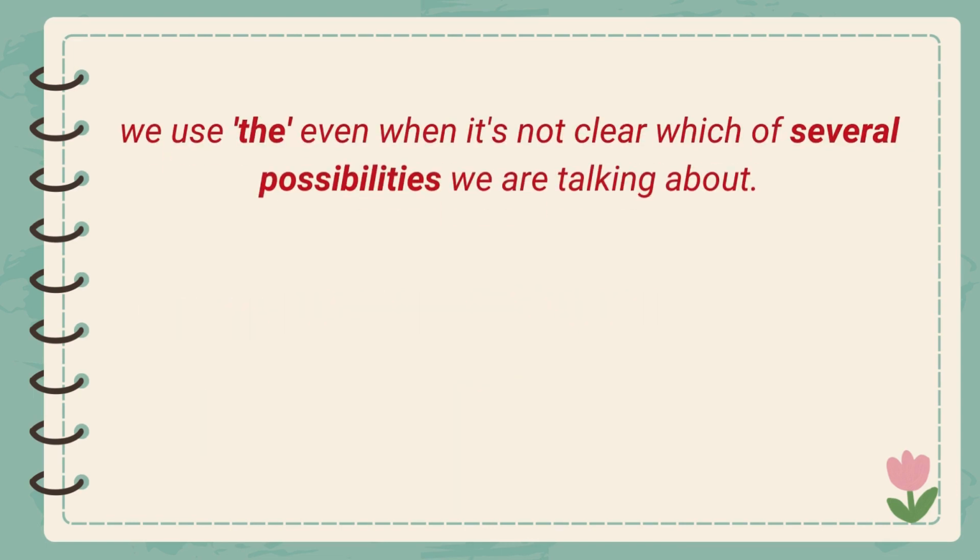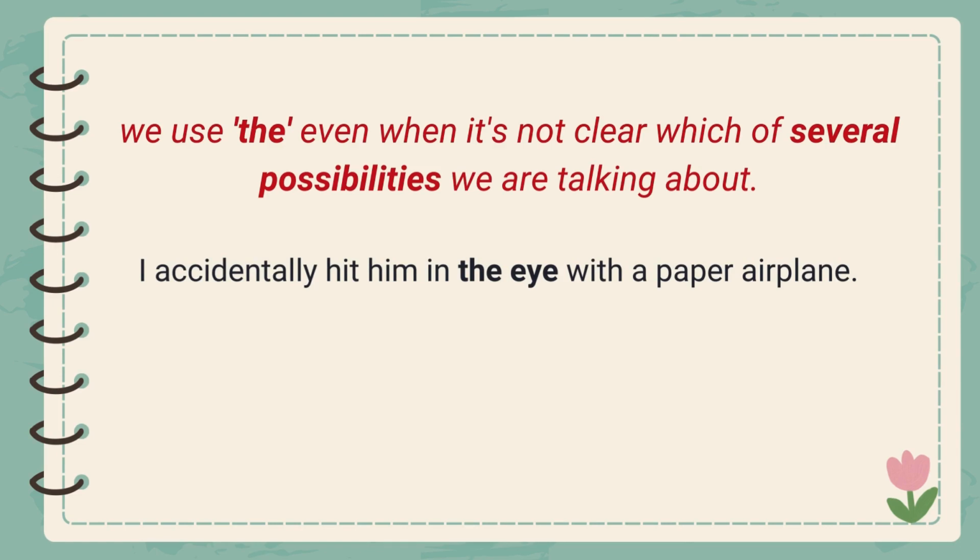We use the even when it's not clear which of several possibilities we are talking about. This usage is often employed with body parts, locations, or relationships. Here are some examples. I accidentally hit him in the eye with a paper airplane. Here, the eye is used without specifying which eye, emphasizing the general area where the action took place.